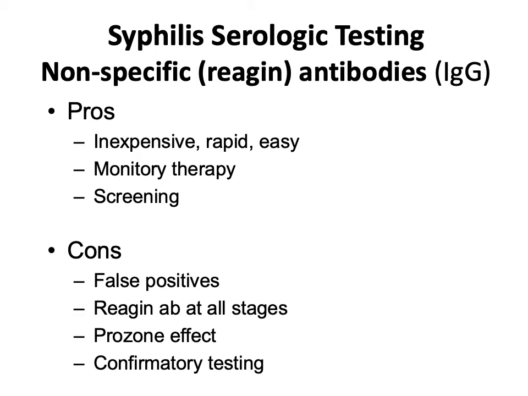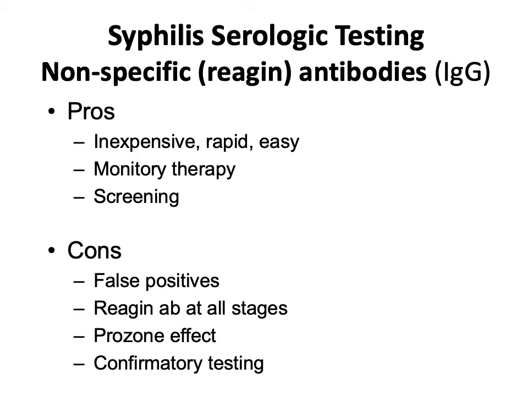Nonspecific or reagent antibodies cannot differentiate between the stages of the disease. Reagent antibodies are present in primary, secondary, latent, and tertiary stages of infection. Reagent antibodies may not be detected in the earliest stages of the disease, however, as they have not yet had time to form. Reagent antibodies may reach a very high titer, giving a falsely negative or weak reaction due to prozone effect.